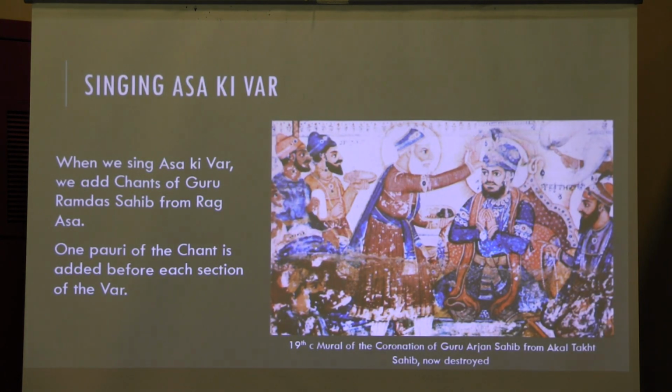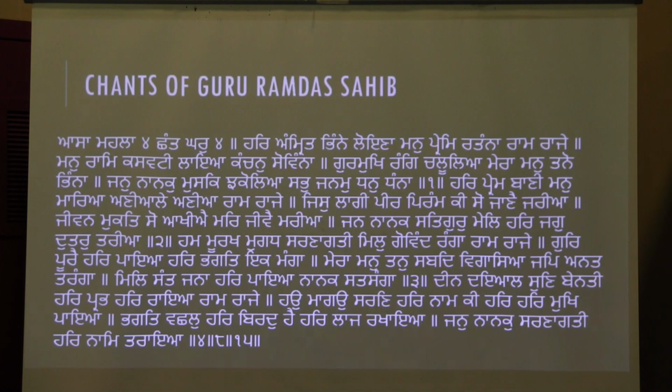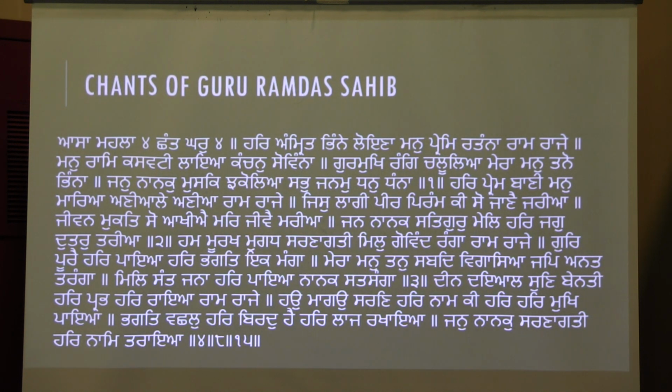So we don't know when this happened. This is one of those mysteries of Sikh history. At some point in Sikh history, it became a tradition to take these chants and break them up pauri by pauri and add them to each section of Asa Ki Vaar when you sing it. Some people believe it started during the time of Guru Arjan, but we can't say for certain, we don't have the history of it. But it's a Panthic tradition.